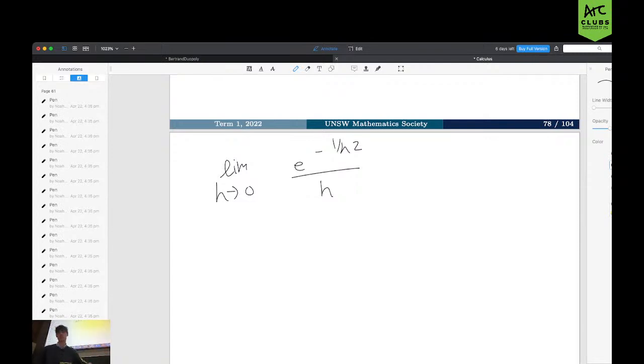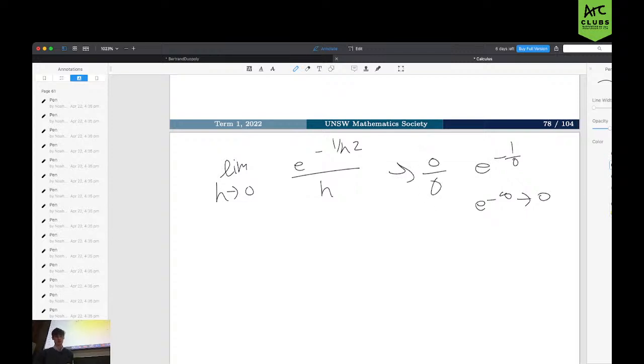So, quickly subbing in 0, e to the negative 1 on 0 approaches e to the negative infinity, which approaches 0, right? And obviously as h approaches 0, h approaches 0. So this does actually approach 0 over 0, so we can use L'Hopital's rule in this case.